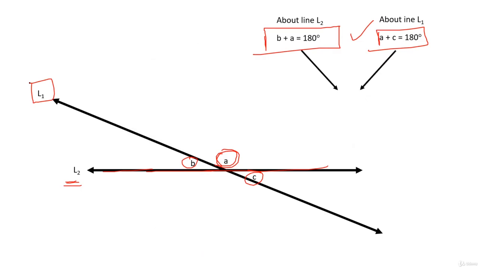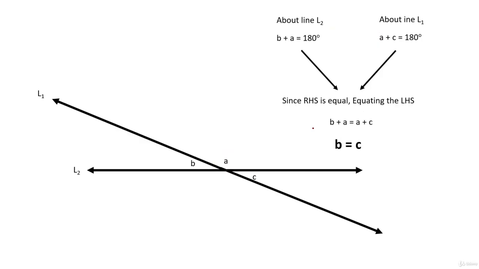If you compare these two equations now, you can equate the right hand side and the left hand side. The right hand side of both is the same, 180 degrees. So just equate the left hand side. This will be B plus A is equal to A plus C. A cancels out. You will get B is equal to C. And as you can observe here, these are the two angles we are talking about. B is equal to C, right?